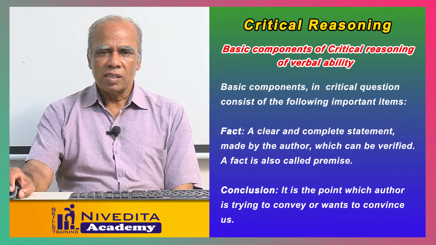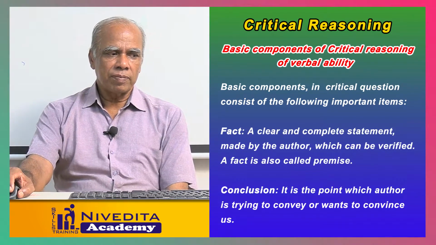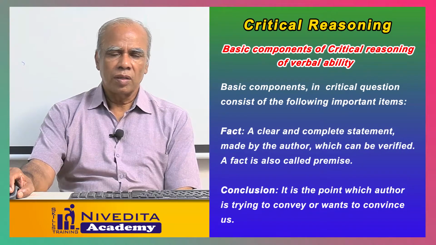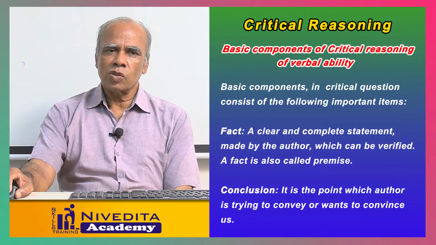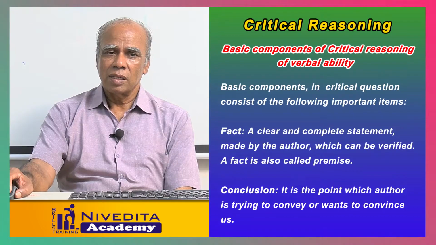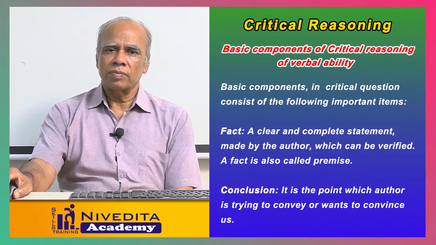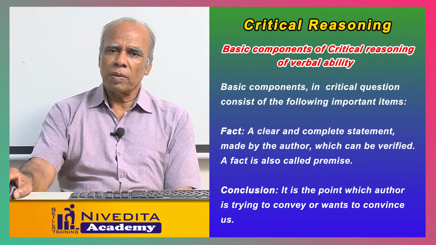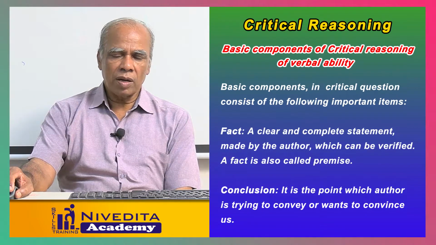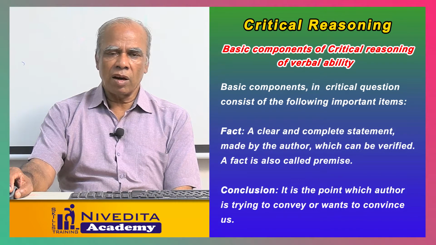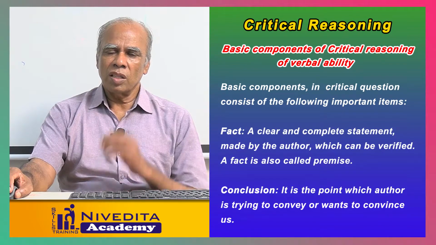Facts. A fact is a clear and complete statement made by the author that can be verified. The fact is also called a premise. A fact is a statement, very complete, very clear, verified, and it is called a premise. Next is the conclusion. It is the point that the author is trying to convey or wants to convince us of. What the author wants to convey.